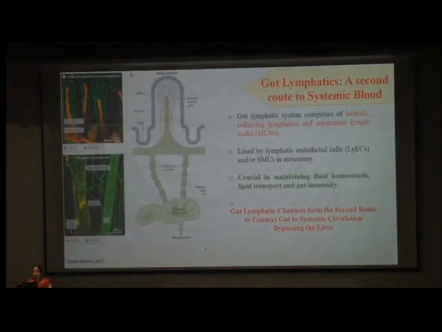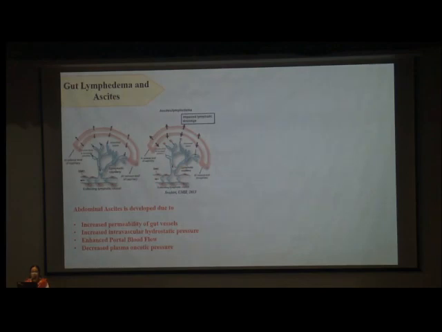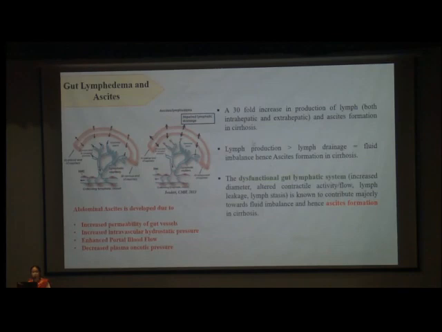If we look at gut lymphatics more closely, these are lacteals, important for lipid transport, and they are followed by the collecting vessels. These are all lined by lymphatic endothelial cells, crucial for maintaining immunity. These gut lymphatic channels are connected directly to the blood, and they bypass the liver. Both the gut and the liver lymphatic vessels contribute the maximum amount of abdominal lymph into the systemic blood. So if we look at gut lymphatics and ascites, it is nothing but gut lymphedema. In abdominal ascites, we know there is a 30-fold increase in the production of lymph.